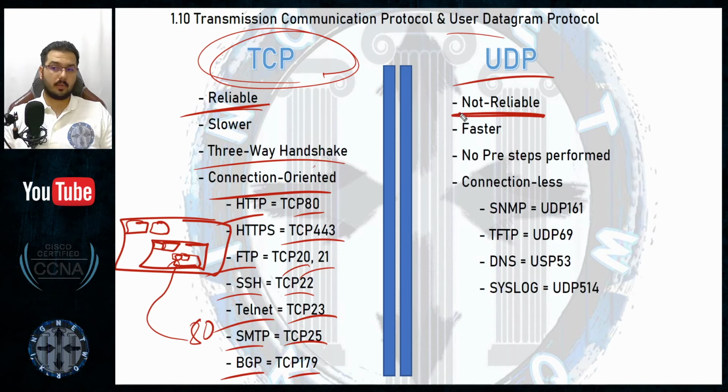The UDP is not reliable. Why? Because no pre-steps are performed. If I wanted to send a file to you, I will throw it. I expect that you catch that file. If you did not, I will not know. If you did not, I will not check after that. If you did not, I will not send you the file again. Yes, that's it. So it's extremely careless.